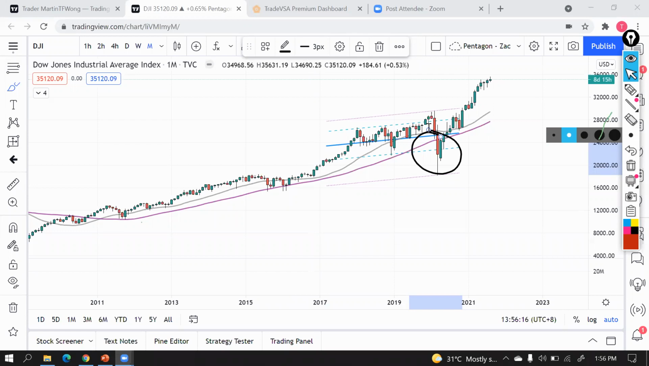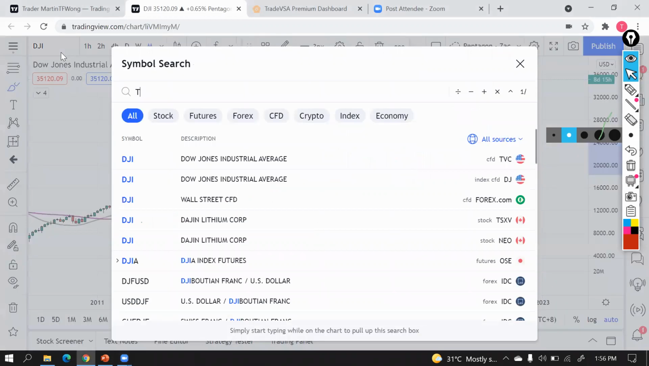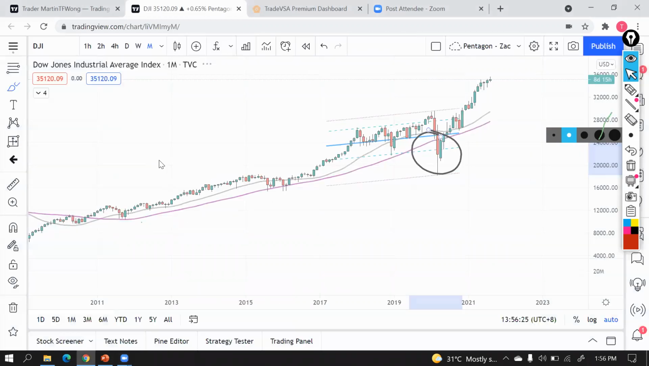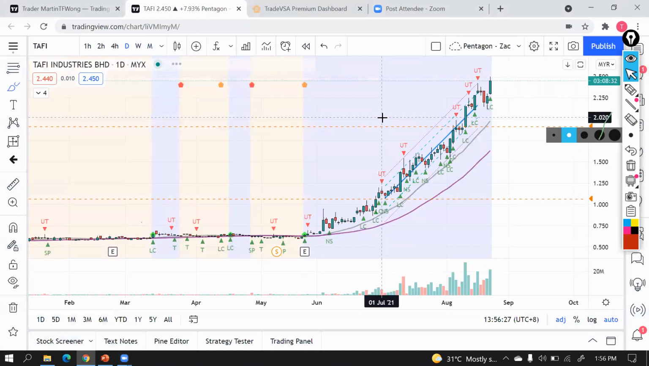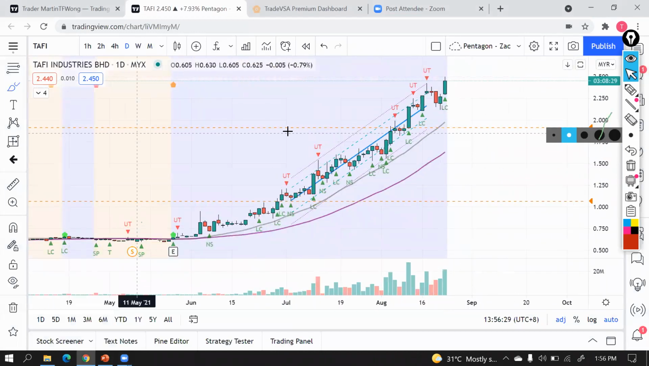What if the daily has green pentagon but hourly has red pentagon? Now Ashley, you are referring to the TAFE. Maybe I give one example before we close. Example, TAFE. It's in green pentagons, right?